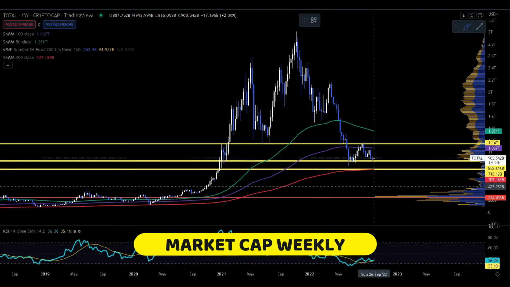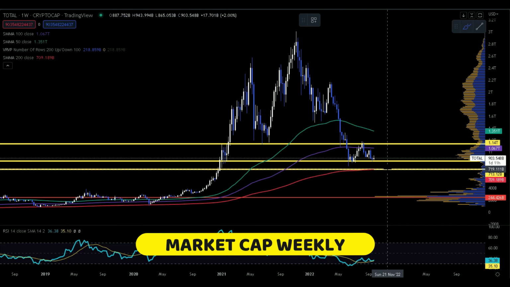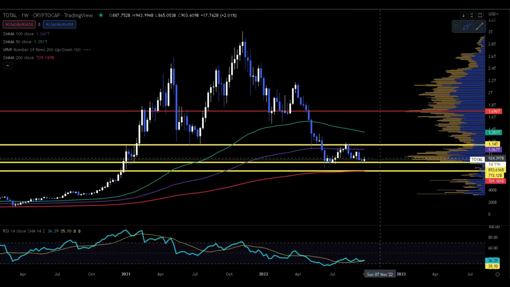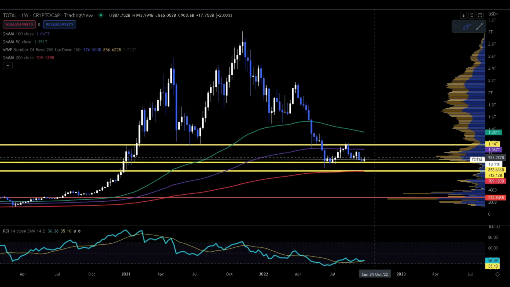Starting with the total market cap, I've got the weekly chart over here. I have already marked up the important support and resistance levels. Market currently is sitting at 900 billion, which is over here, one of the support areas. But as you can see, market is really struggling around this level for the past few days.